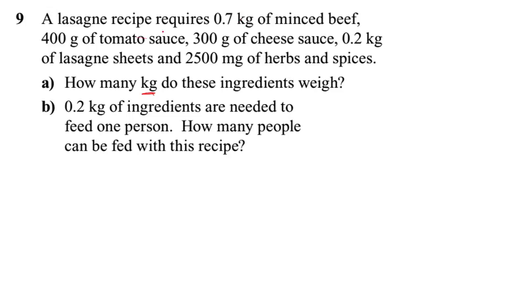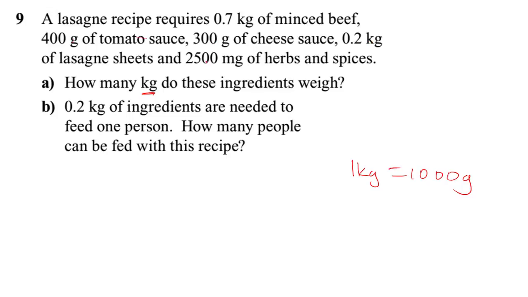This is already in kilograms. With the grams, you divide by 1,000. Remember, 1 kilogram is 1,000 grams. So all you need to do, you divide this one by 1,000 to change to kilograms. Divide that by 1,000. That's 0.3 kilograms for you.